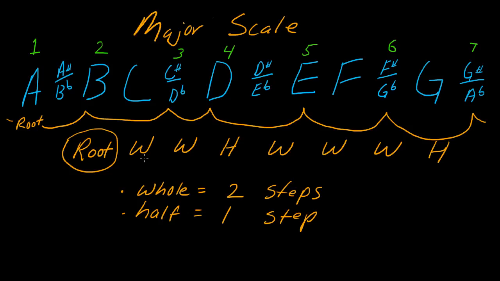So that's basically how the major scale and the basic concept of the number system are all related. It's using the major scale, just figuring out what the steps are and then numbering them from 1 through 7.